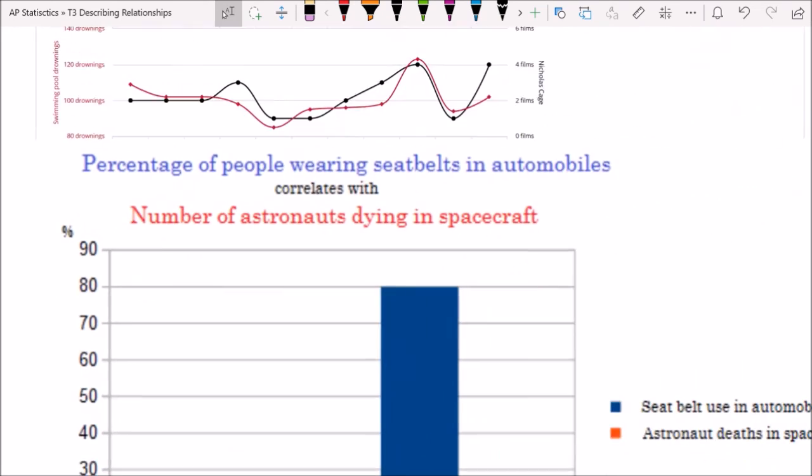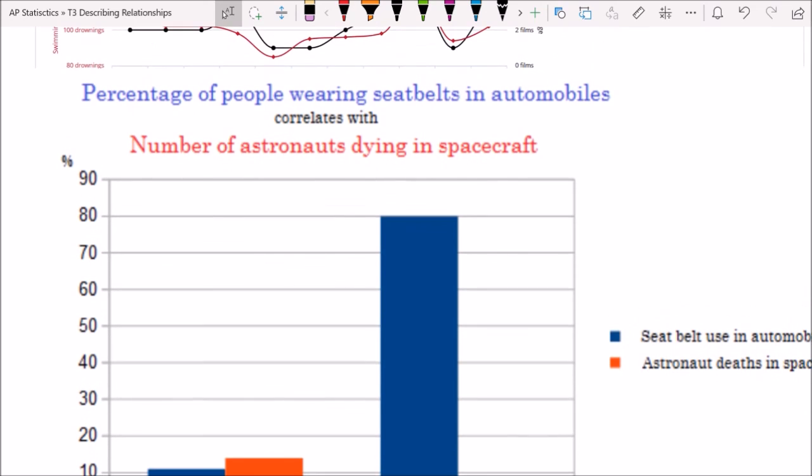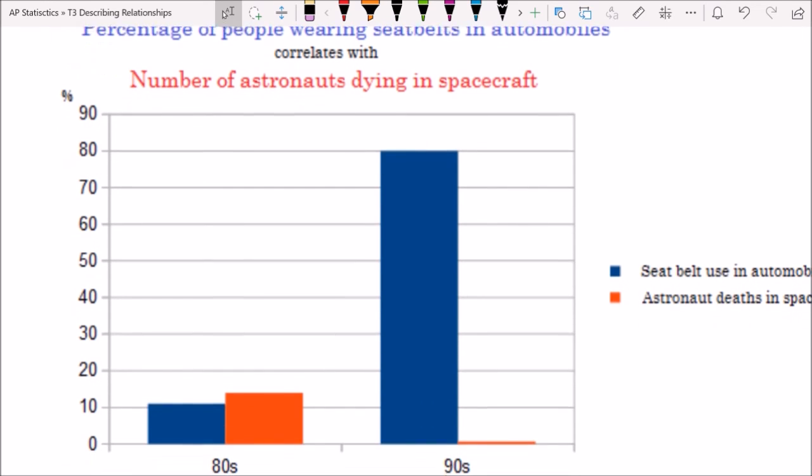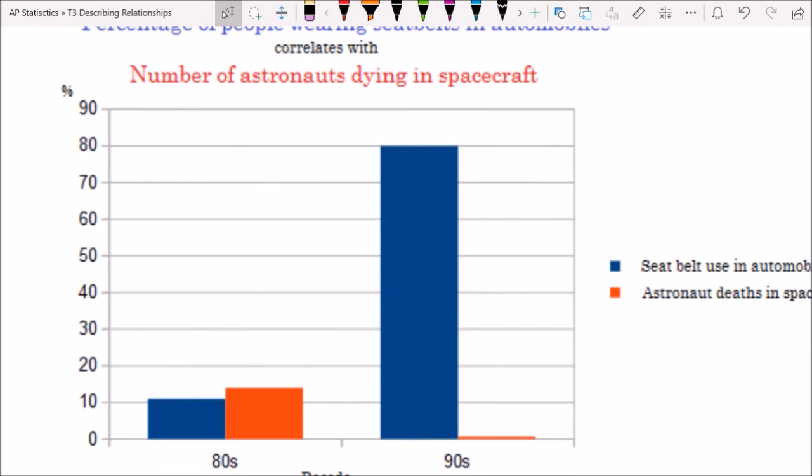Here's another one that's true and not silly. The percentage of people who wear seatbelts correlating to the number of astronauts who die in spacecraft. So check this out. In the 1980s, the seatbelt usage wasn't super high. In the 90s, look at this blue bar, it goes way up. Part of that was just due to public awareness. Part of it was due to laws, like in our state, there was the campaign called Click It or Ticket, where they'd pull you over and give you a ticket if you didn't wear a seatbelt. And so that went way up.